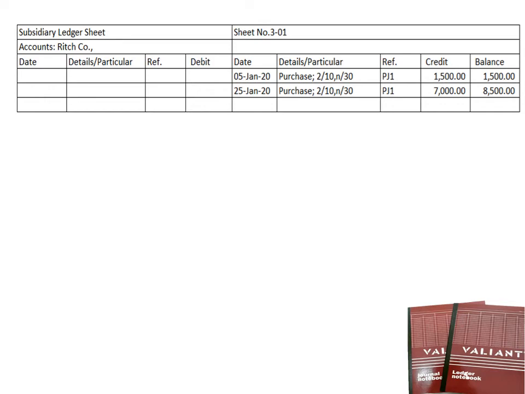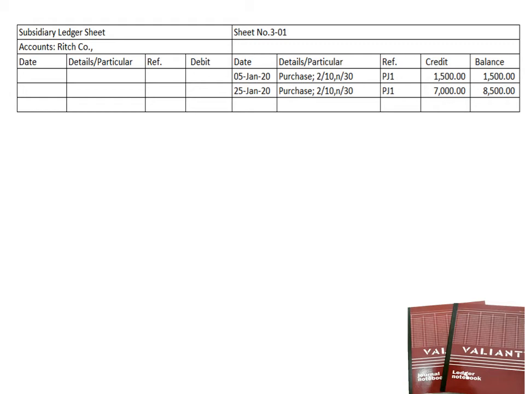The sheet number is what we put in our folio, so that we would know on what specific ledger this particular account is recorded. It's 301, so this is what we put in our folio. Then we have the date, which is still January 5, 2020.